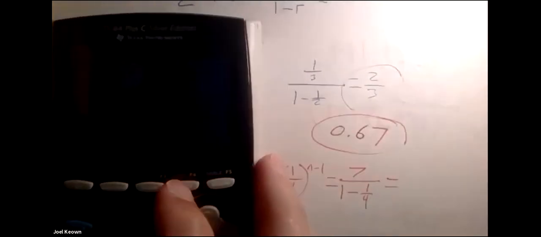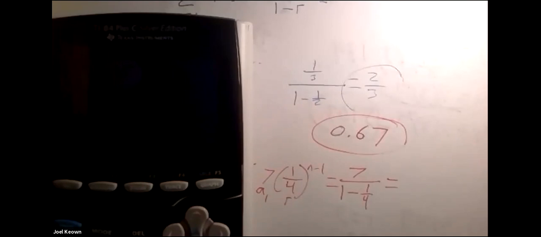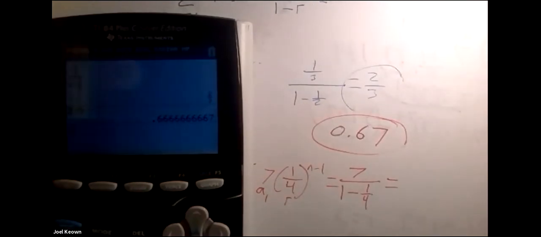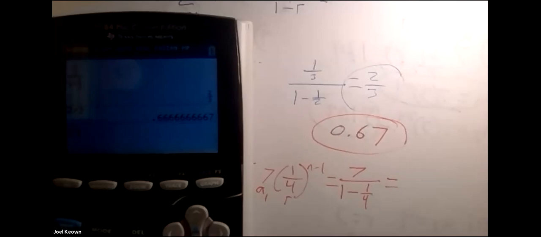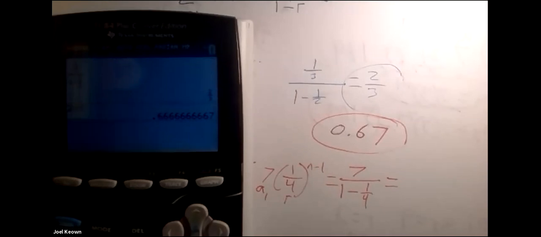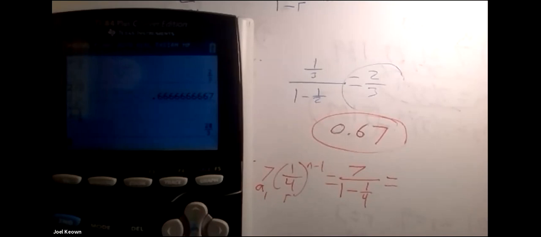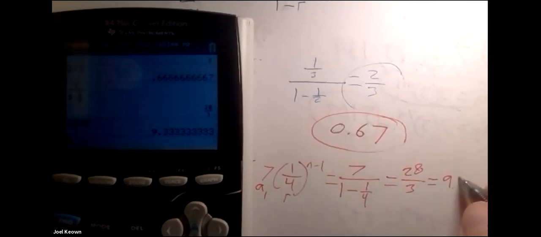Pull the calculator out. Okay. I've got 7 on top. In the bottom, I have 1 minus another fraction, 1/4. So if I plug that in, I end up with 28/3. And 28 divided by 3 is approximately 9.33.